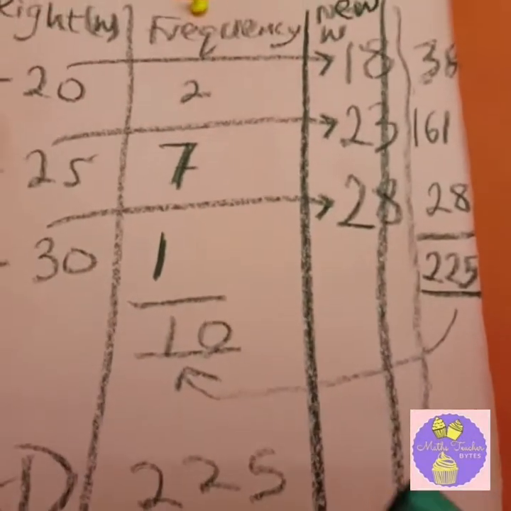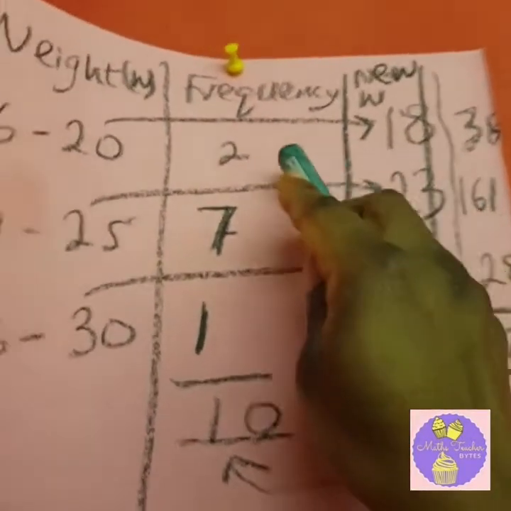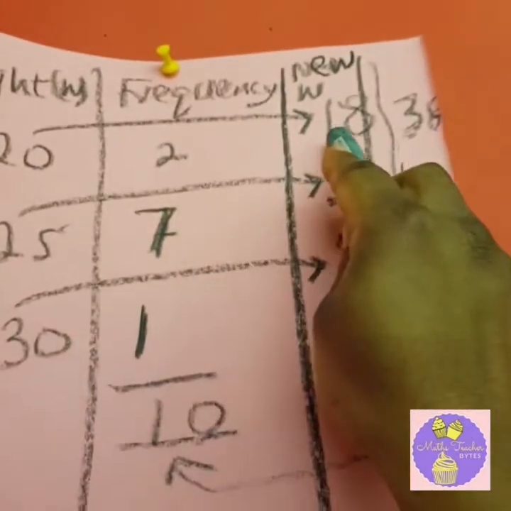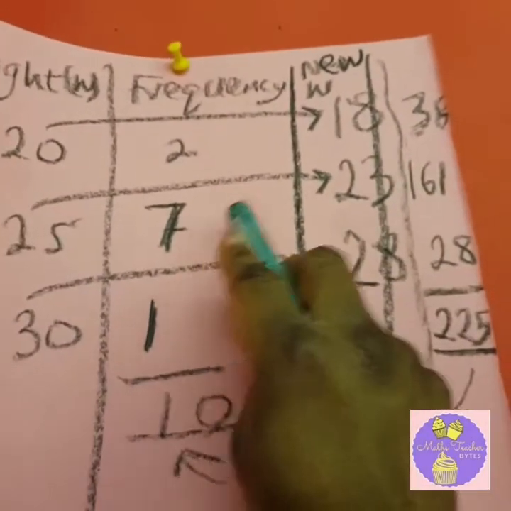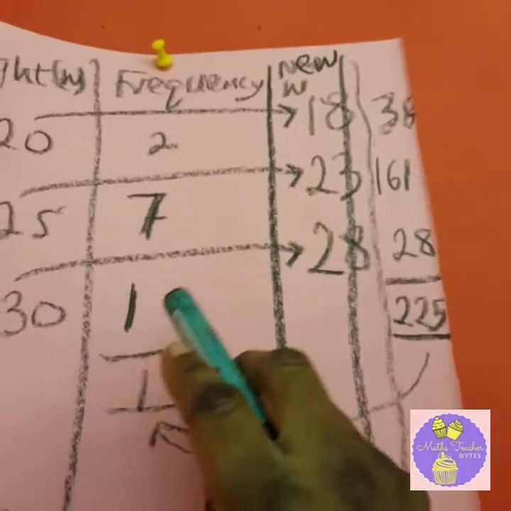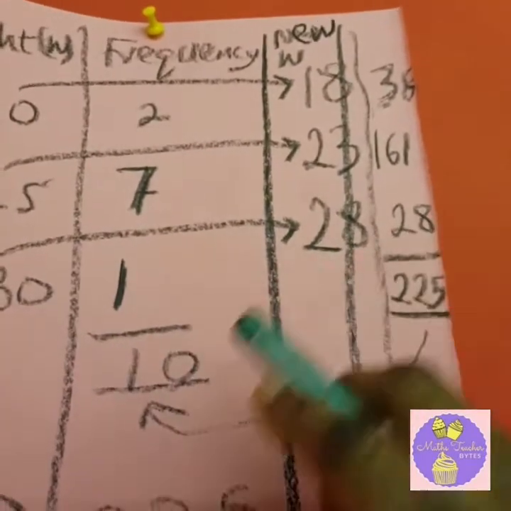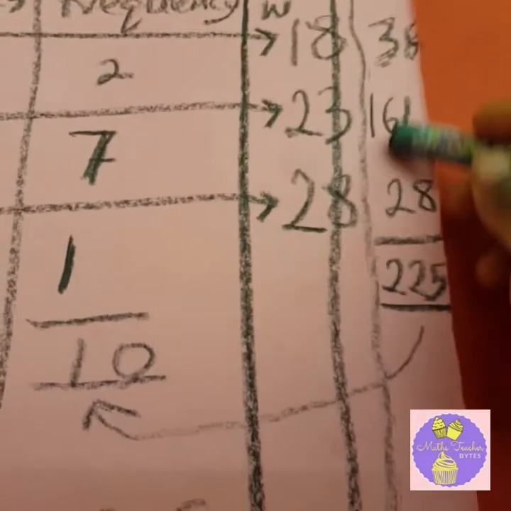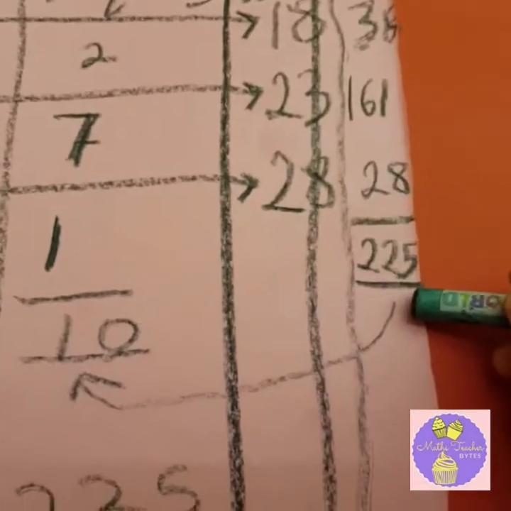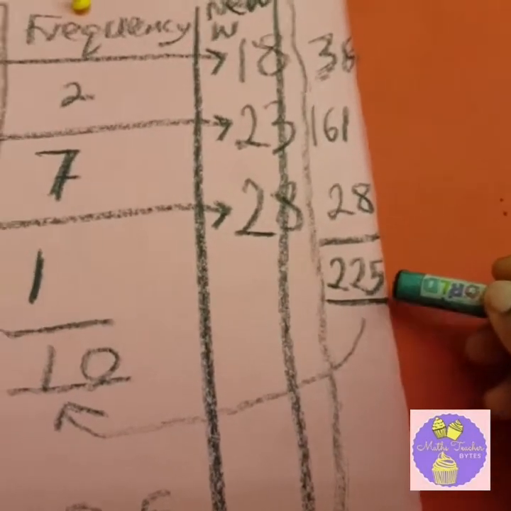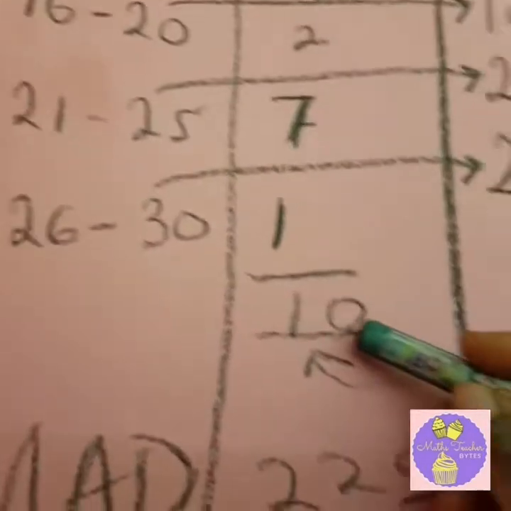Now we can use the MAD to find the mean by multiplying across. 2 and 18 gives 36. 7 and 23 gives 161. 1 and 28 gives 28. Now we can add the columns. So if you add, you should get 225. And you add this bit and you get 10.